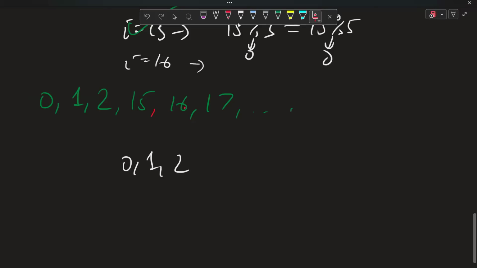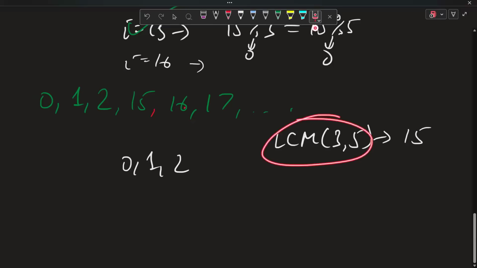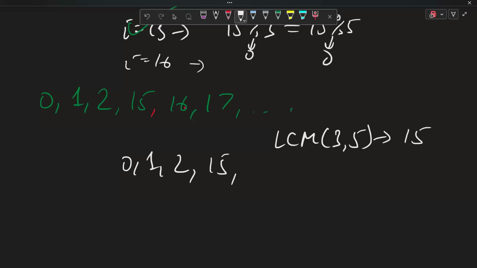When do they become the same again? They become the same at the LCM of 3 and 5. What is the LCM of 3 and 5? It is 15. So the first time when again i mod 3 and i mod 5 both become 0, that would only happen for the least common multiple of 3 and 5. Their mod becomes 0 when i is a multiple of 3 or a multiple of 5, so i should be a multiple of both 3 and 5. The lowest number that is a multiple of both is the LCM of 3 and 5, which is 15. So after 0, 1, 2, the next number where they would become equal would be 15.